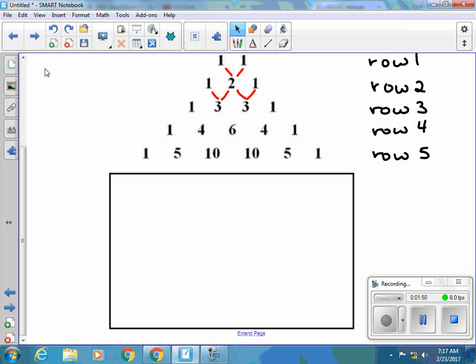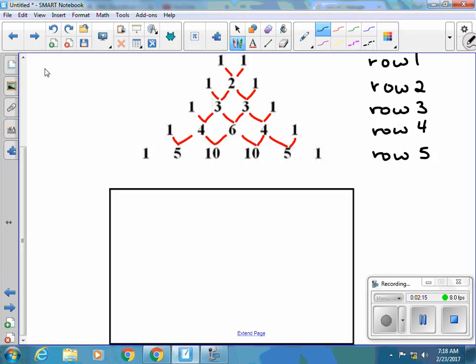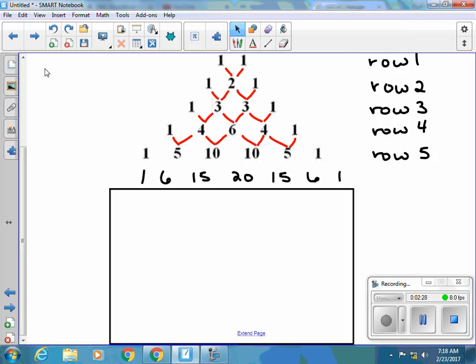how this works. So 1 and 3 gives me 4, 3 plus 3 gives me 6, 3 plus 1 gives me 4. 1 plus 4 gives me 5, 4 plus 6 gives me 10, 6 plus 4 gives me 10, 4 plus 1 gives me 5. And this pattern is just going to keep repeating itself. So the next row, if I'm looking at it this way, I know is going to be 1, 6, 15, 20, 15, 6, 1. And that's because we're just adding those numbers together in order to get the next row.